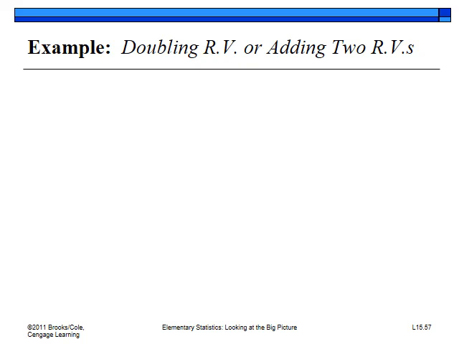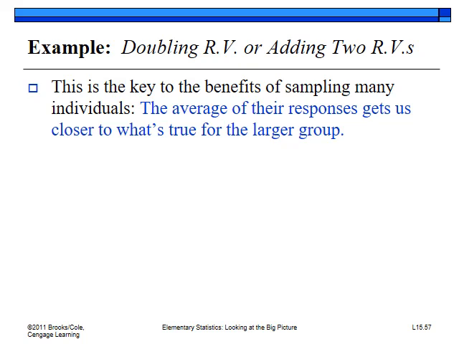When we're doing inference, we're trying to guess something about a population based on a sample. The bigger the sample is, the more information we get. So if we're looking at adding two random variables together rather than doubling, adding two random variables together comes from finding the value of the random variable twice. That's like a sample size of 2. Whereas doubling involves just rolling once. So taking 2 and finding the average is going to give us a better guess for what's true for the larger group.